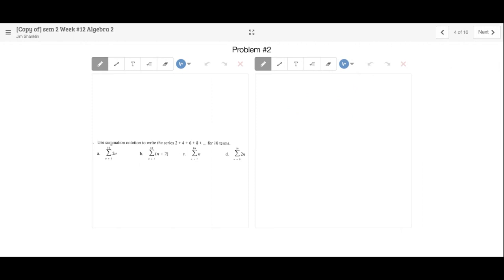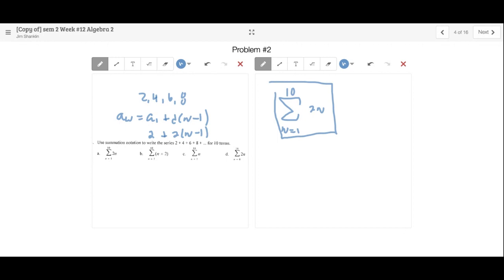All right, number two, it says use summation notation to write the series 2 plus 4 plus 6 plus 8 plus and so on for 10 terms. Well, summation notation means there's 10 terms there. So I'm going to go n equals 1 to 10. Okay. And then I just need to know what this equation is. So 2, 4, 6, 8. If I write an equation for this, a sub n is equal to a sub 1 plus d times n minus 1. Well, a sub 1 is 2. My d value is 2. And if I multiply this through, I get 2n minus 2. Looks like it's just 2n. That would be my sequence. So my answer should just be A for this problem.